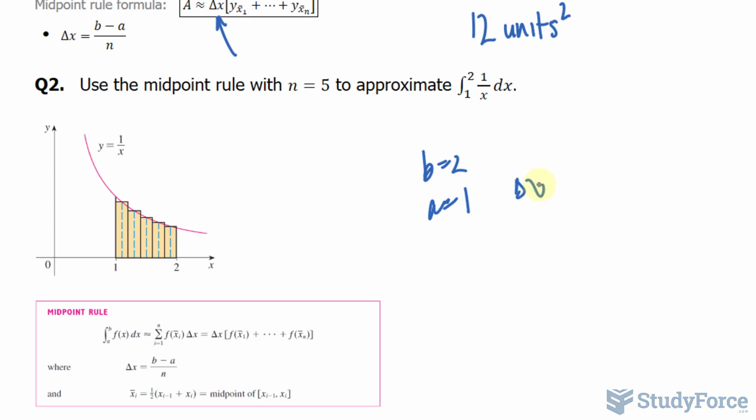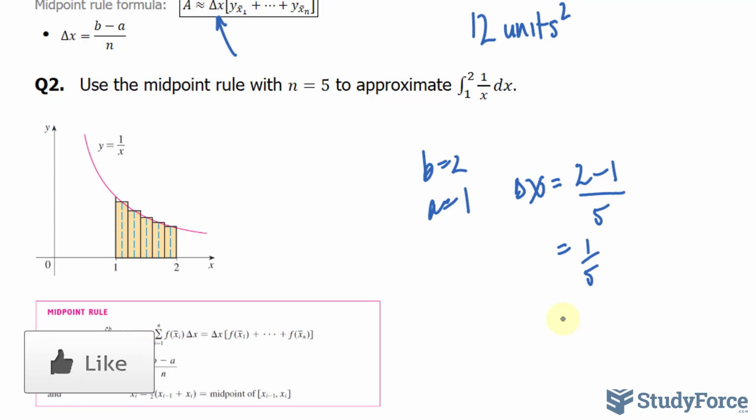We can find delta x by substituting those, 2 minus 1 over n, and they have 5 rectangles here, so I'm just going to choose an n value of 5 just to be consistent. 2 minus 1 is 1 over 5, which is a fifth. So delta x is a fifth, and what this means is that each of our rectangles will have a width of 0.2. That's equal to 0.2.